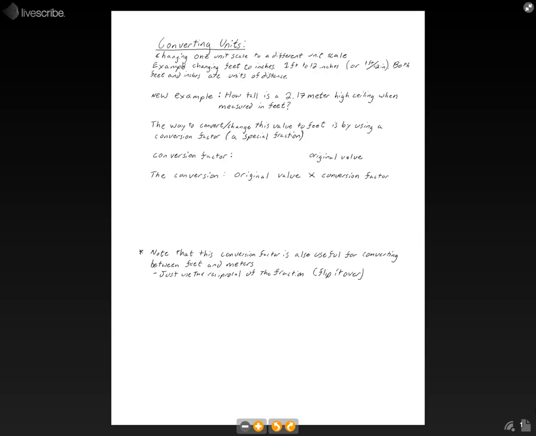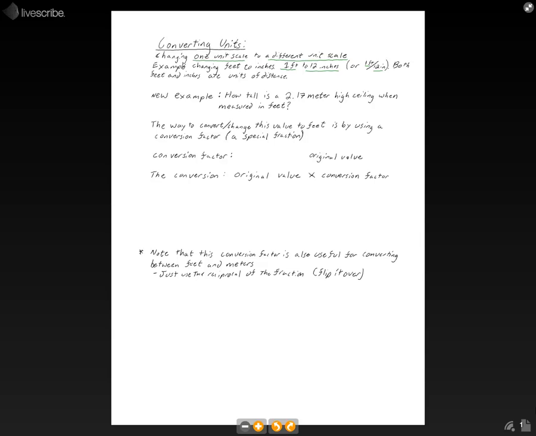Converting units is basically the changing of one unit scale to a different unit scale. So a basic example of converting units that everybody knows is, for example, feet to inches. For every 1 foot, there are 12 inches. Expressed as a fraction, you could say that's 1 foot per 12 inches, or you could say 12 inches per 1 foot.